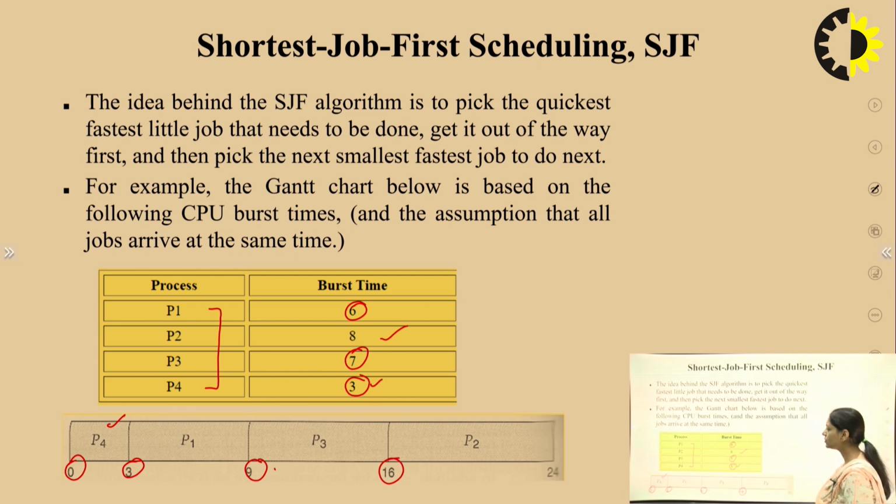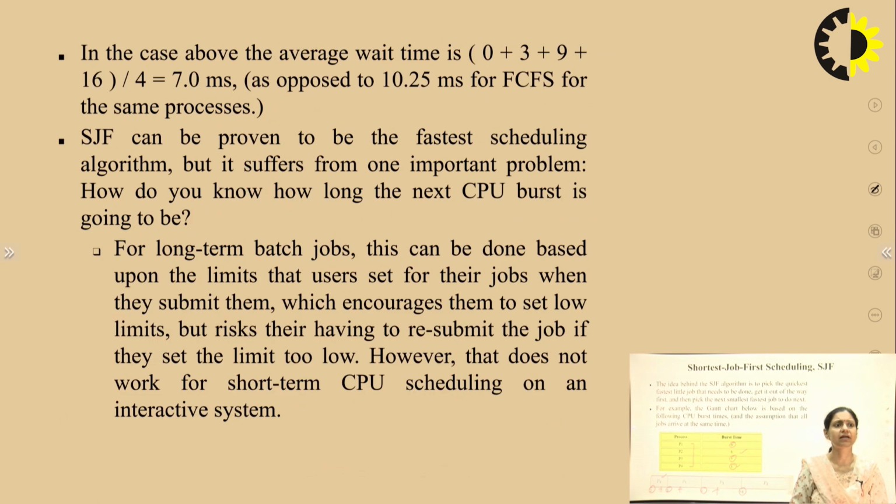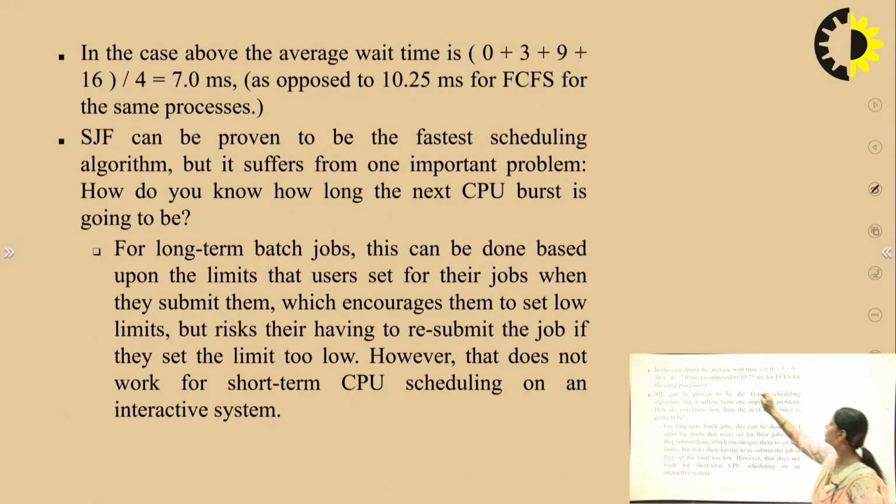Now, when we calculate the average waiting time, what are we going to do? We are just going to add all of them, 0 plus 3 plus 9 plus 16, and divide it by 4, for which we get the average waiting time as 10.25 milliseconds.